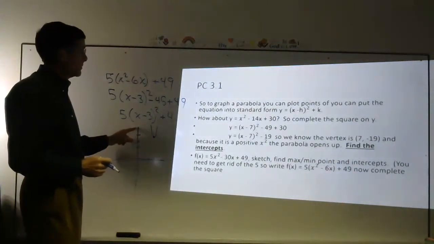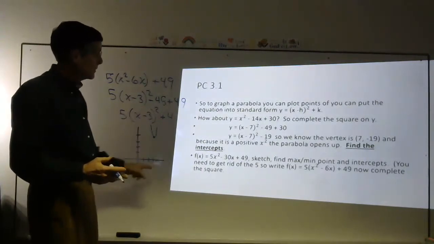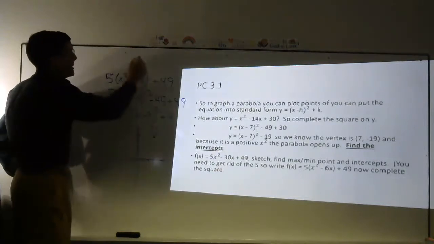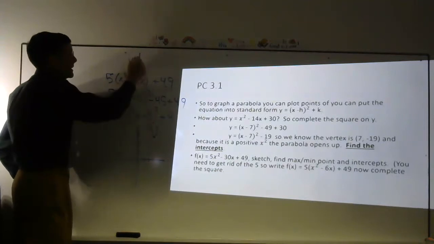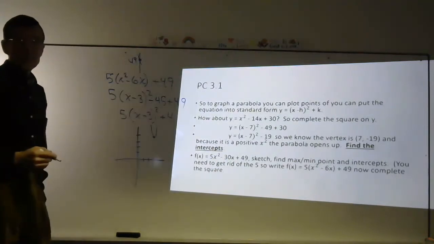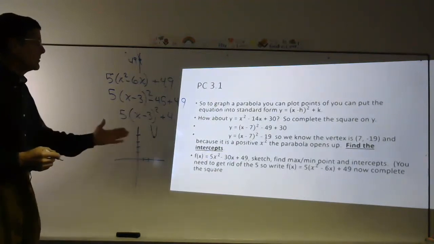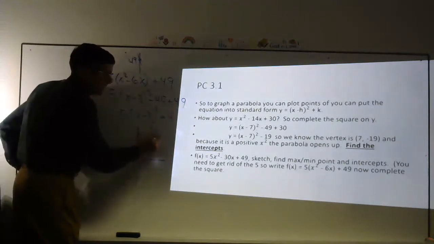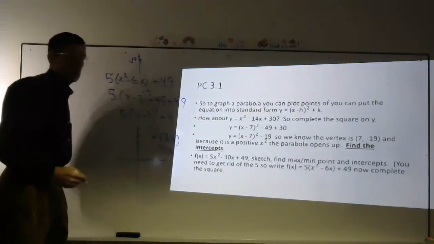How about the y-intercept? The y-intercept is always easy because the x value is 0. Put 0 in both of those. It's going to hit way up here, someplace way up here at 49 when it comes up through there. Okay? What else do we need here? We've sketched it. We need the maximum minimum point. The minimum point is right here, 3, 4 is a local minimum.